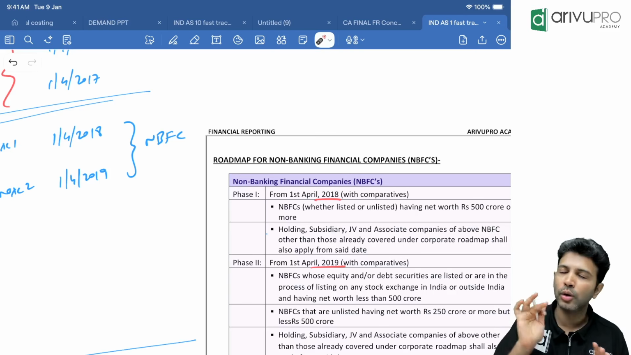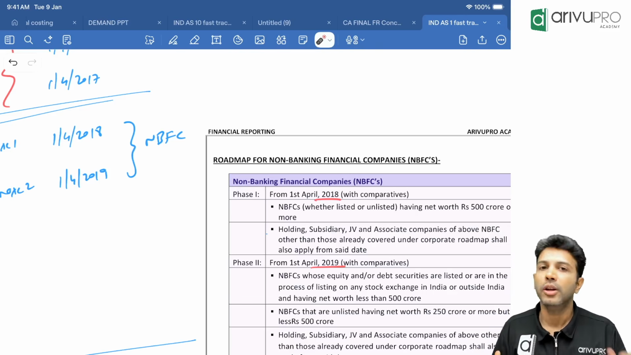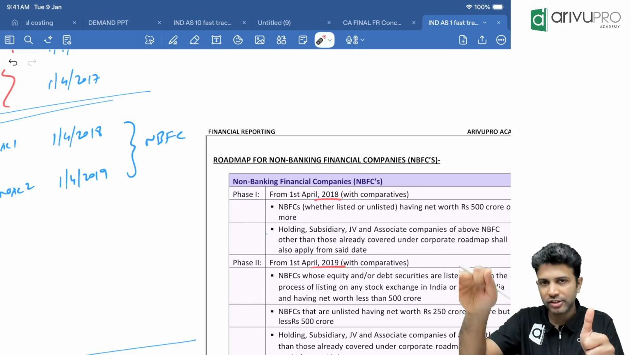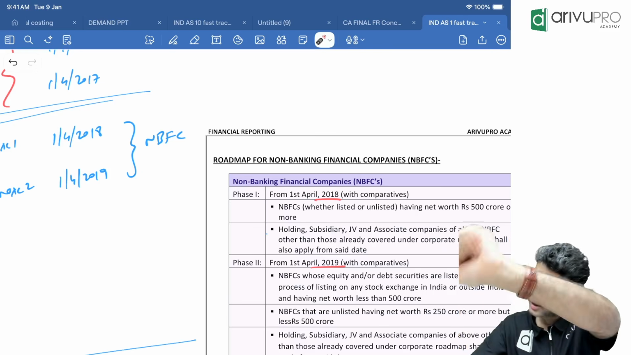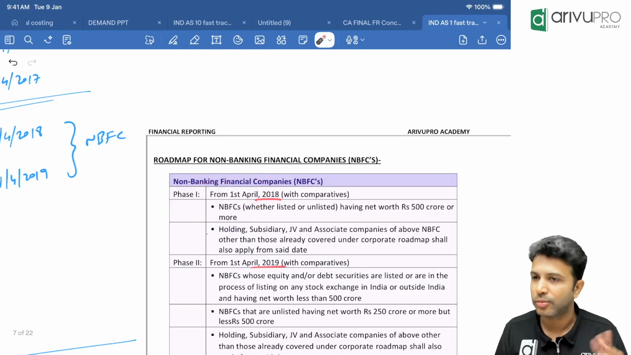Okay, tell me now, if you know, which NBFC will come under phase 1? Those NBFCs which are already listed or in the process of listing their shares or securities in India, whose net worth is 500 crores or more. Even an unlisted company, if your net worth is 500 crores or more, then you come under phase 1.